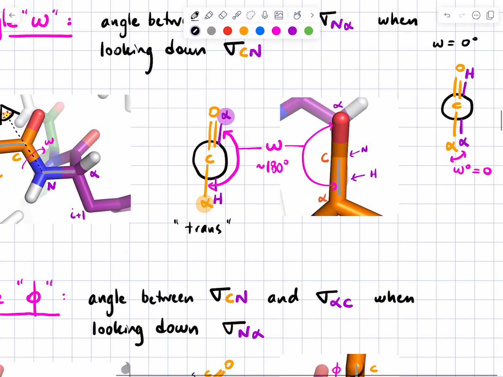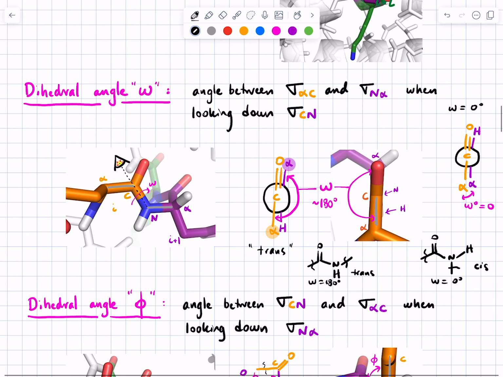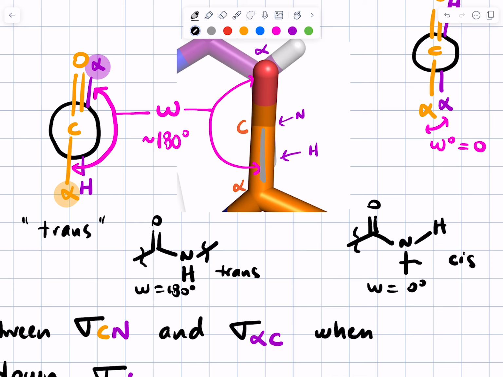Drawn out from the side, what would that look like? This is an amide that has a dihedral angle of omega equals 180. This is an amide drawn out such that the dihedral angle is 0. We call this a trans amide and this a cis amide. In general, trans amides are more stable than cis amides because of sterics. You can see how in the cis amide, the two alpha carbons would start to clash with each other. So the trans amide is more stable than the cis amide.